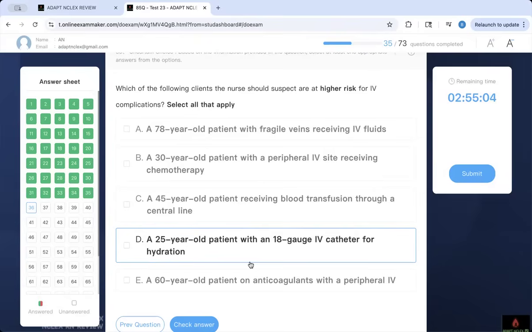A 78-year-old patient. He has fragile vein, receiving IV fluid. 30-year-old patient with the peripheral IV site receiving chemotherapy. 45-year-old patient receiving blood transfusion through a central line. 25-year-old patient with 18-gauge IV catheter for hydration. A 60-year-old patient with anticoagulation within the peripheral. What is going to cause complication, bleeding, or any other thing associated with the IV? Question 36. Which one do you pick?